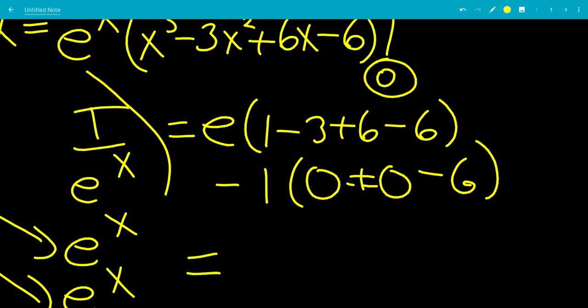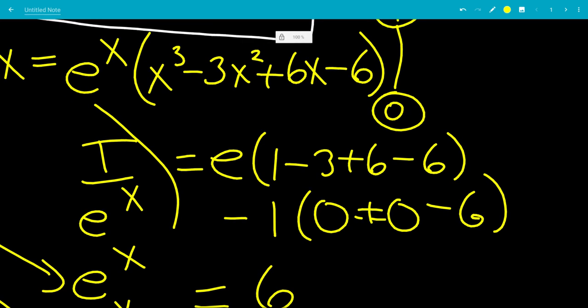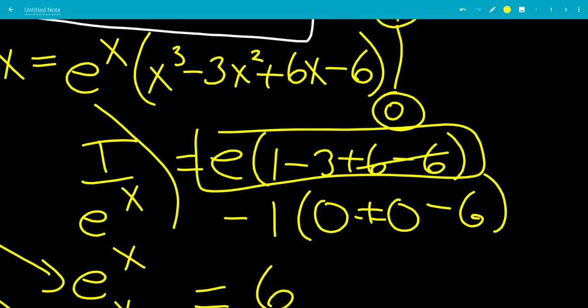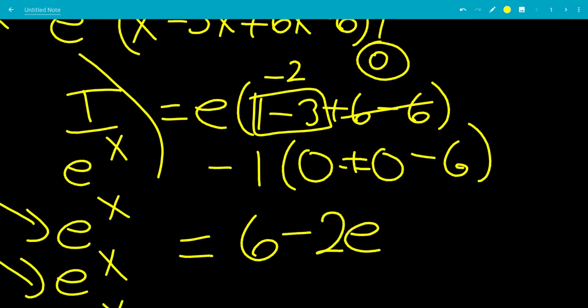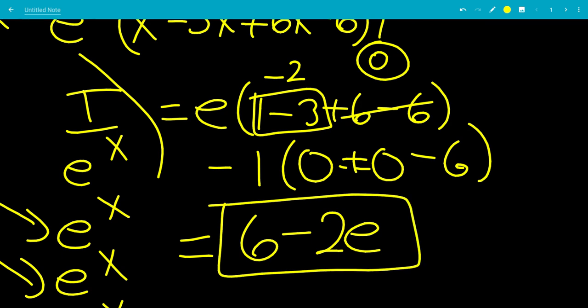Let's write this minus 1 times minus 6 first, because that's positive, so that would be 6. Then 6 minus 6 over here will be 0. 1 minus 3 is negative 2. Negative 2 times e is obviously just negative 2e. And that is the answer for this integral.